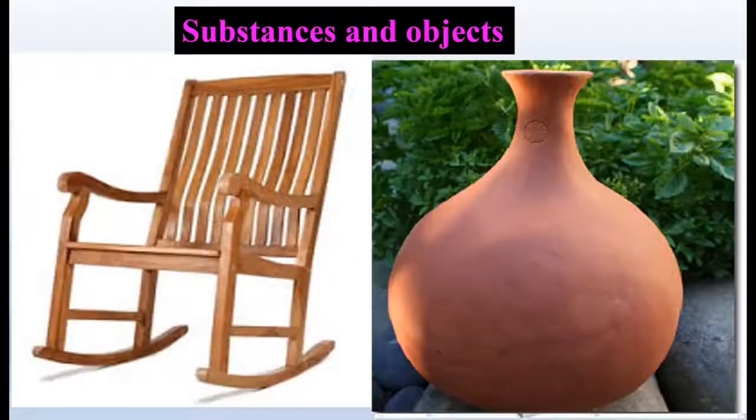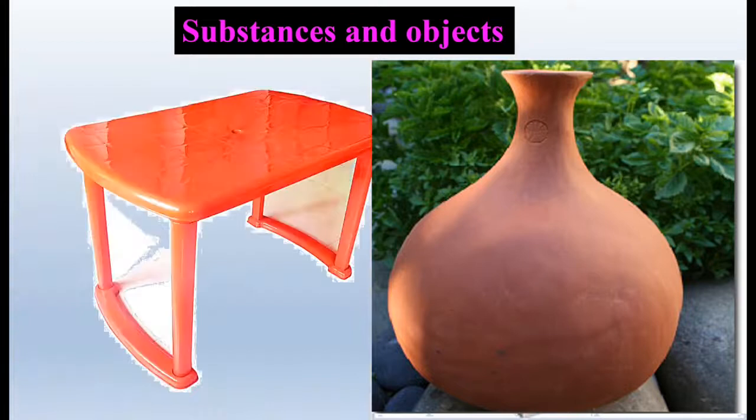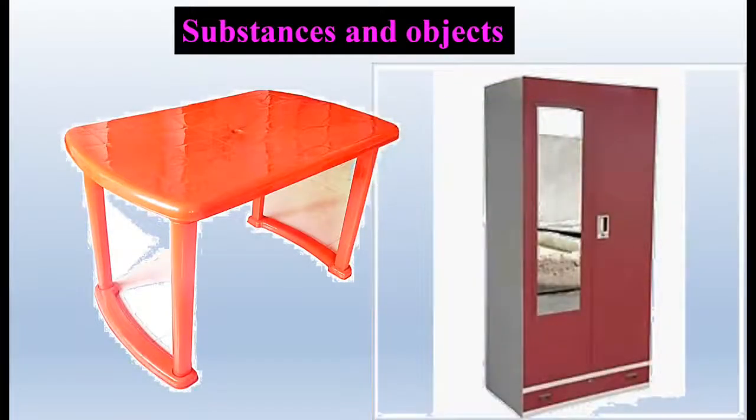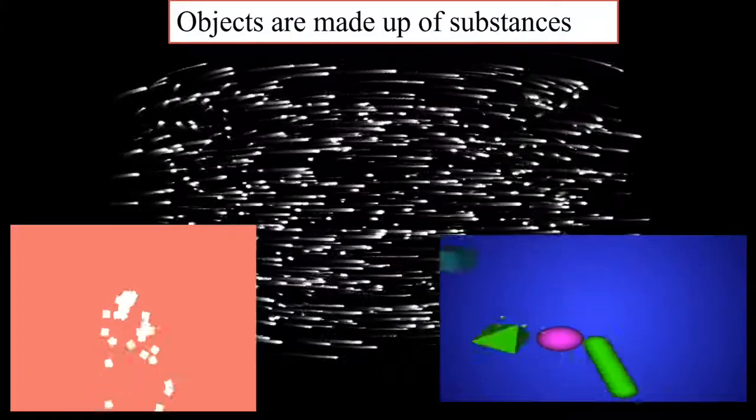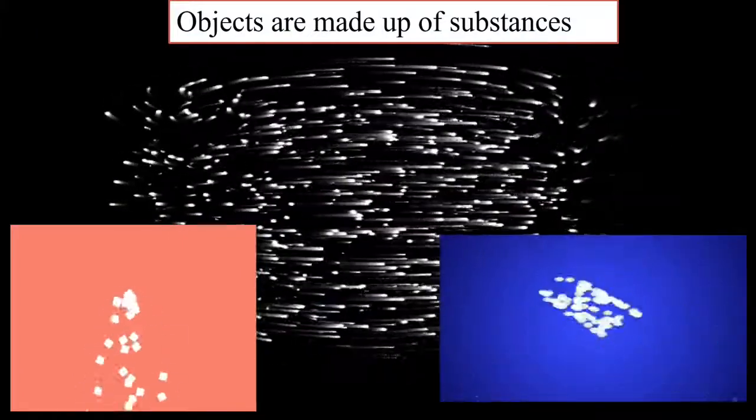Now when you see substances and objects around you, you identify which it is and what it is named. Like here you can see a chair, a vase, a table, a cupboard. These are a few objects that you see in your house every day, right? These objects are all made up of certain substances.